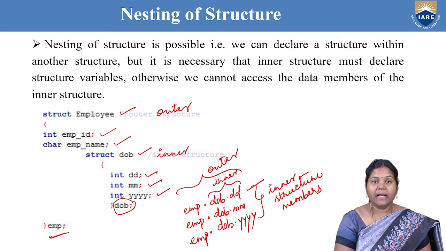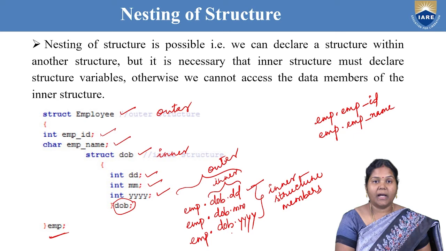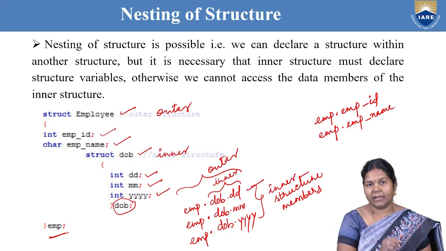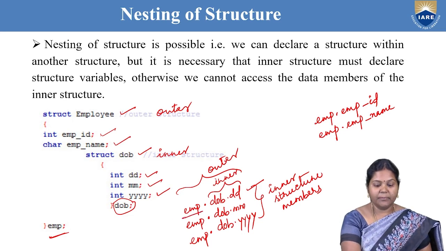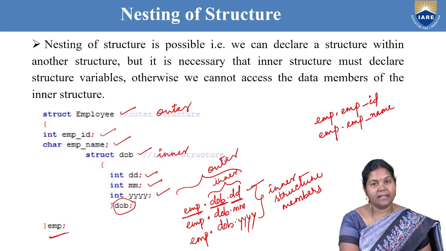But if you want to access the employee ID or name, then the inner structure variable is not required. That means simply you can access emp.emp_id or you can access emp.emp_name. For the inner structure, we have to write the outer structure variable dot inner structure variable dot member name. So this is the way you have to write. EMP is the outer structure variable, DOB is the inner structure variable and DD is the inner structure member. So we have to access the inner structures like this.